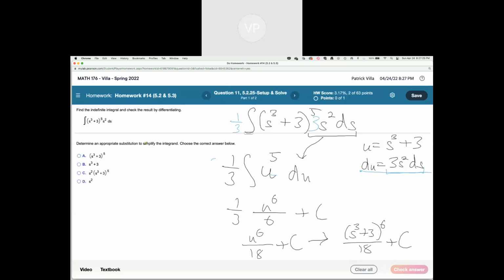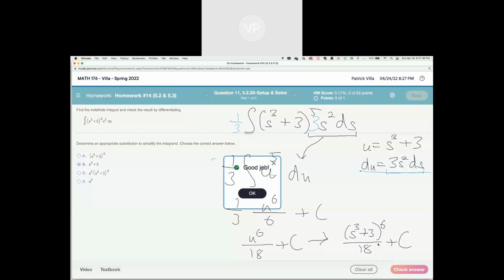So they're asking, I'm sorry, there's 2 parts. They want you to actually figure out what's the appropriate substitution. So out of all these choices, remember, you don't want to make it too complicated. You don't want to make it too basic. That right there was the u that I used, this s plus 3. So I'm going to pick that. And we should be good.